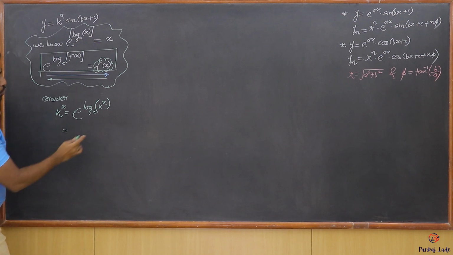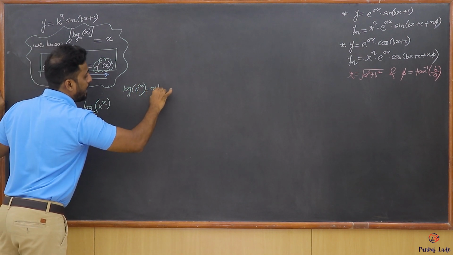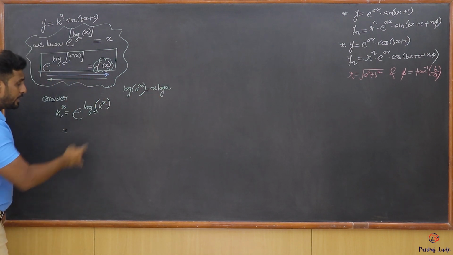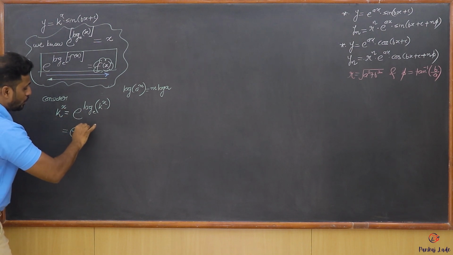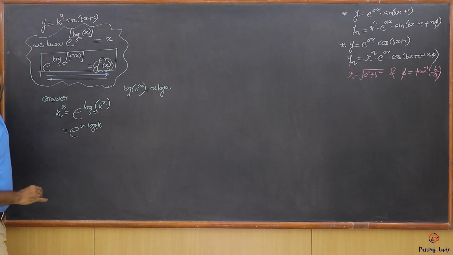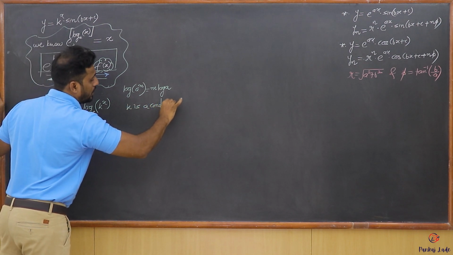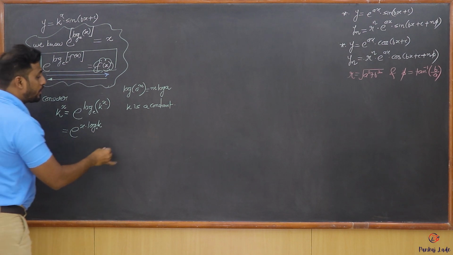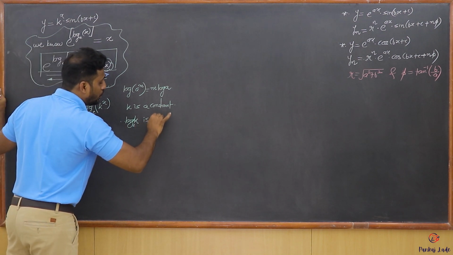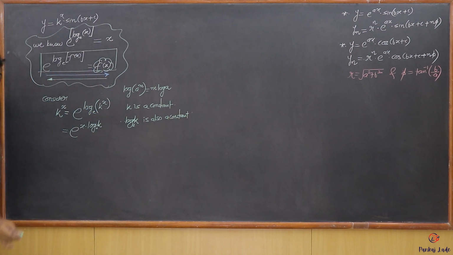This becomes equal to, now don't you know that log of a raised to m is m into log a. So log of k raised to x can be written as x log k. So e raised to x log of k, obviously to the base e. Now what is k? K is a constant. If k is a constant, what can you say about log k? Therefore log of k to the base e is also a constant, isn't it? Log of k to the base e is also a constant.